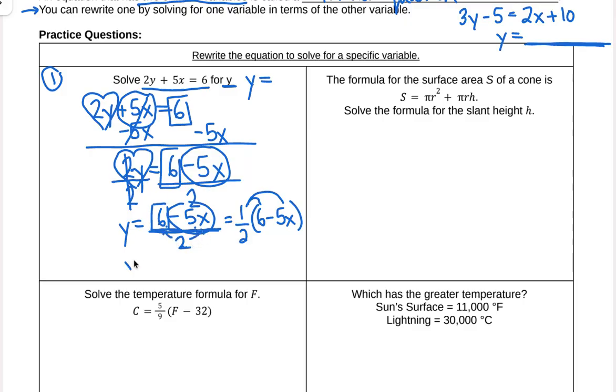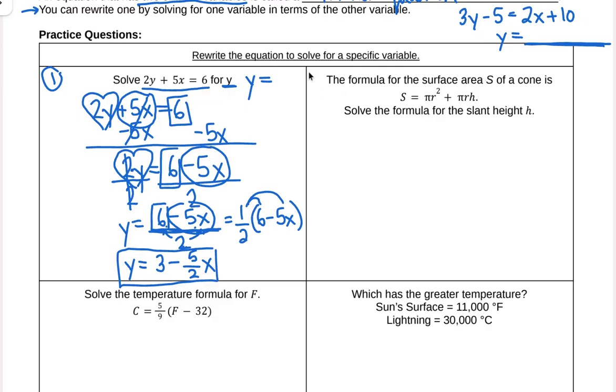So that's going to turn into y equals 6 divided by 2 is 3. Negative 5x divided by 2 is just negative 5 over 2x. And I am done, because now I have y equals, and everything else is on the other side. All right? If it doesn't quite make sense, don't worry. We're going to practice in our practice problems, okay? We're going to talk about it in class, but just keep trying to follow along here in the notes.